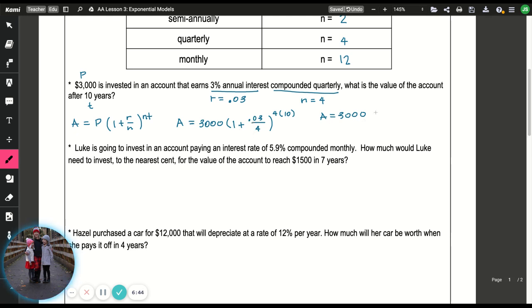So in the parentheses, I get 1.0075. So do that part first, and then do the exponent. 4 times 10 is 40. Now you can enter this. If you have a real calculator, you should be able to enter that whole thing in now. Use parentheses. Parentheses are your friend.